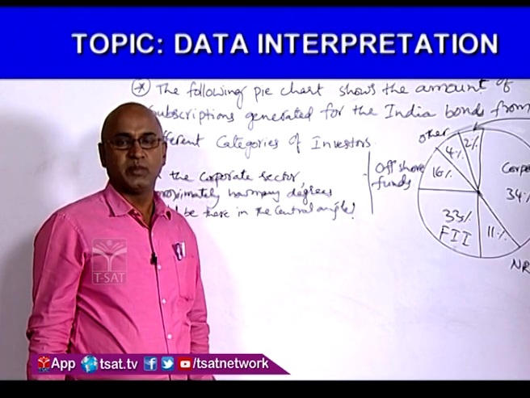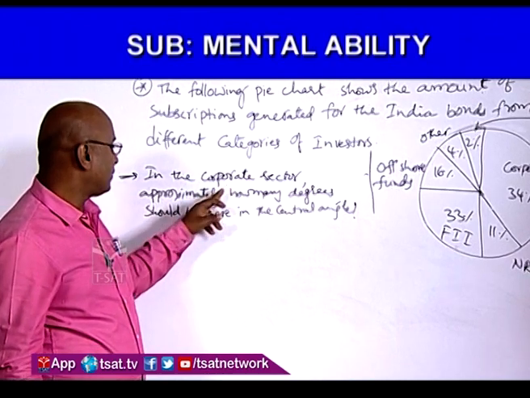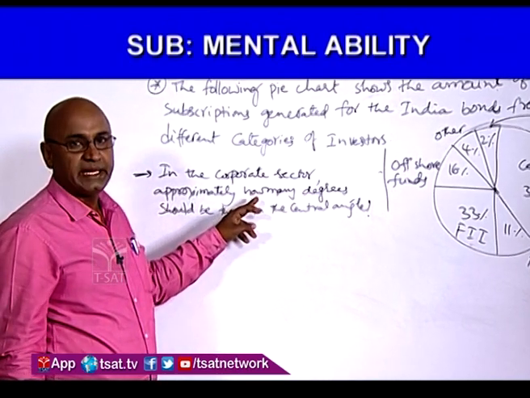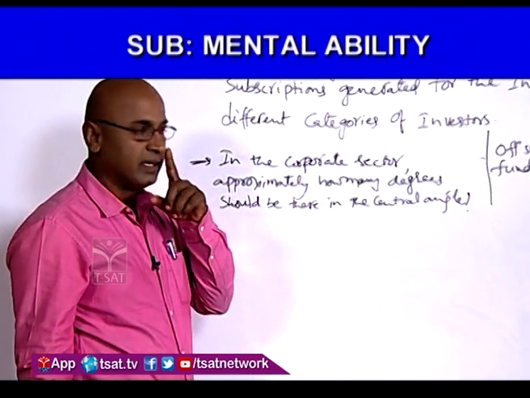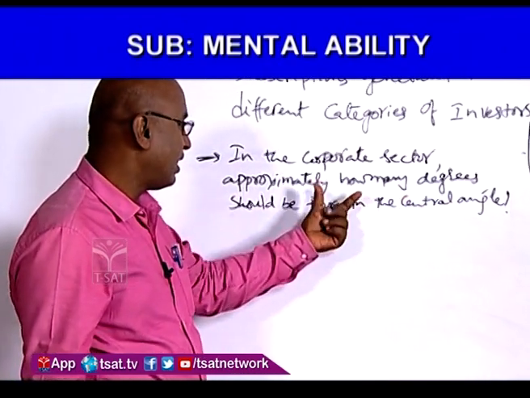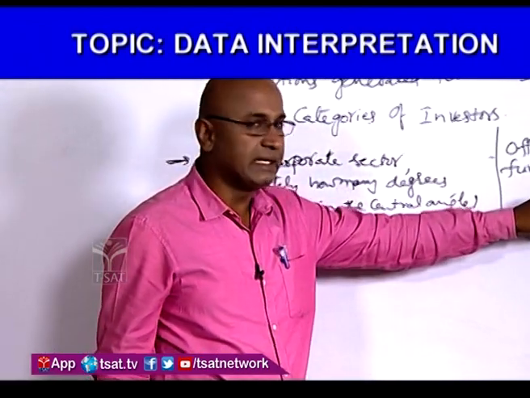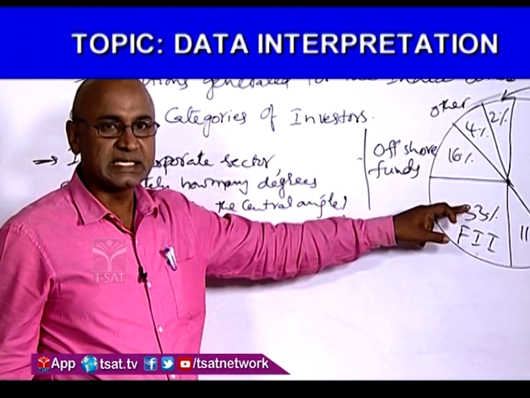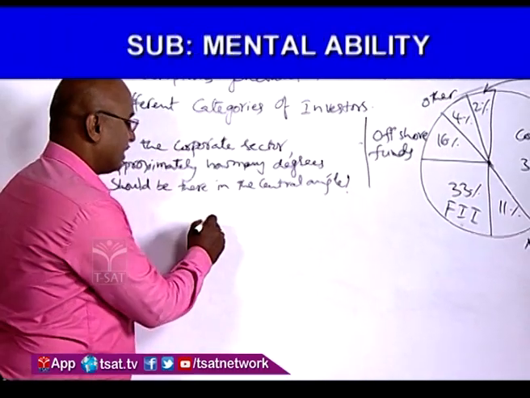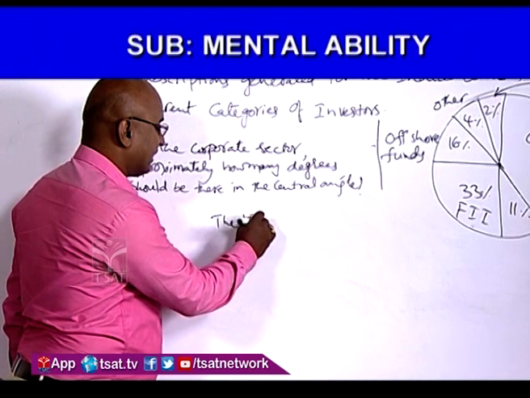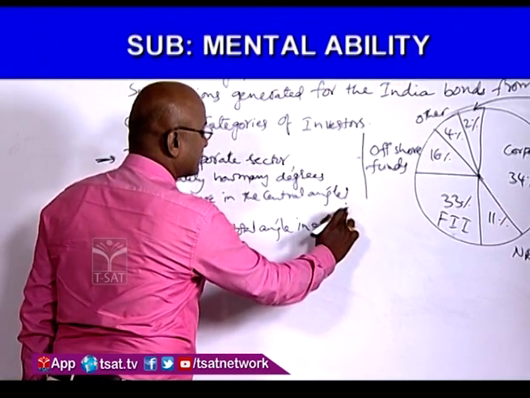Next question in this problem is as follows. See the problem. In the corporate sector, approximately how many degrees should be there in the central angle? So, what is the value of corporate sector in terms of degrees? That is the intention of the examiner. Got it? Now, we know that the total angle in a circle is 360 degrees.